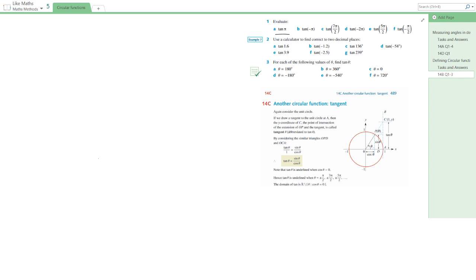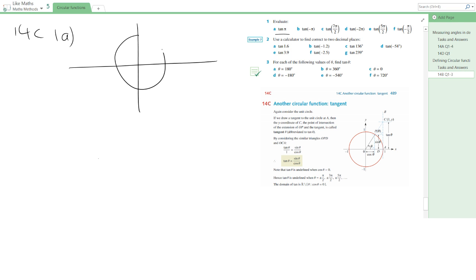tan of pi. So this is 14C, number 1A. It's saying what's the tan of pi on the unit circle. So again, when it says pi, it's talking about radians, not degrees. So on the unit circle, if you go around pi radians, now it's plus pi radians, so we're going that way, you go around to here, because a full rotation is 2 pi.